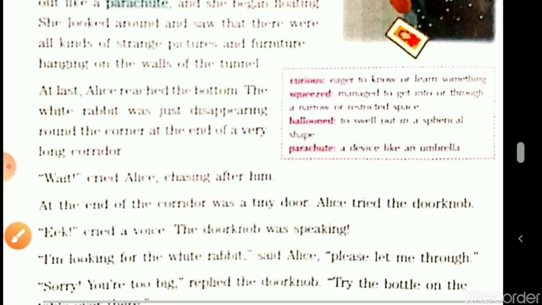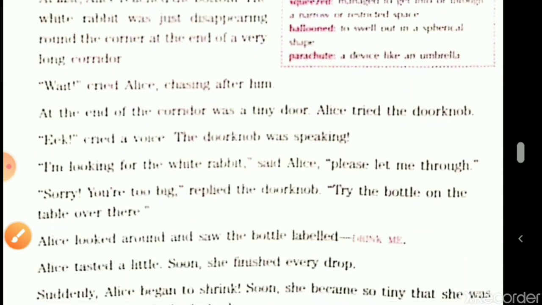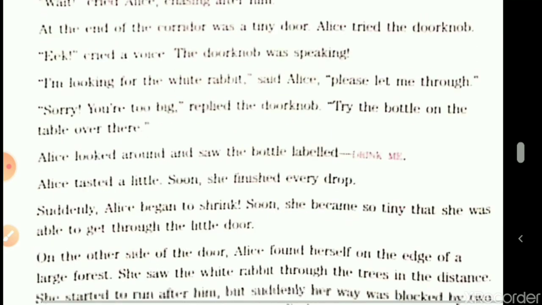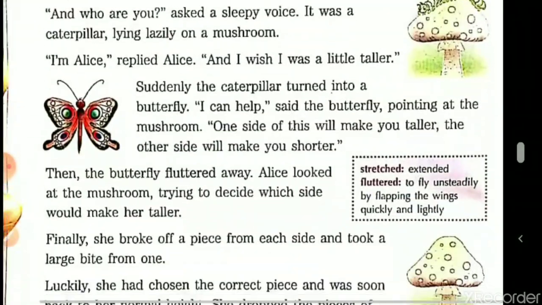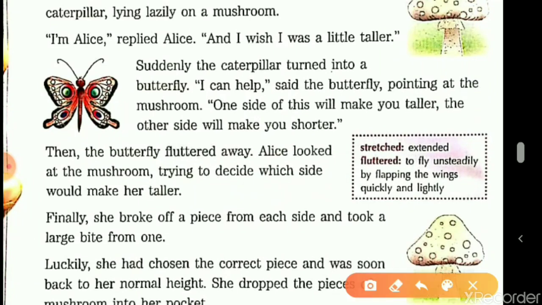And the seventh word, children, is stretched. Stretch means extended. She woke up and stretched lazily.